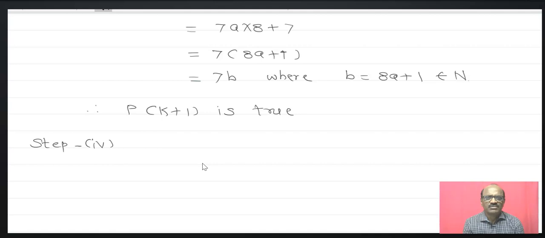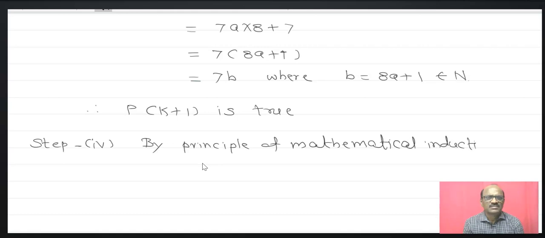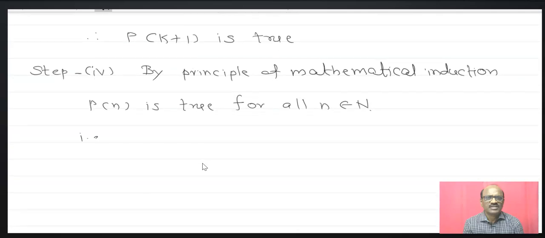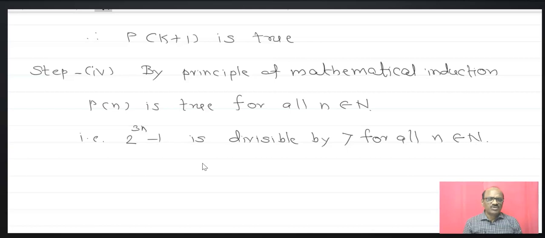Now step number 4, the induction step. Therefore, by the principle of mathematical induction, P(n) is true for all n belonging to the natural numbers N, that is, 2 raised to 3n minus 1 is divisible by 7, and hence the result holds for all n belonging to N.